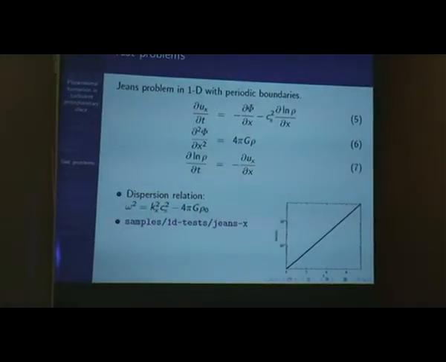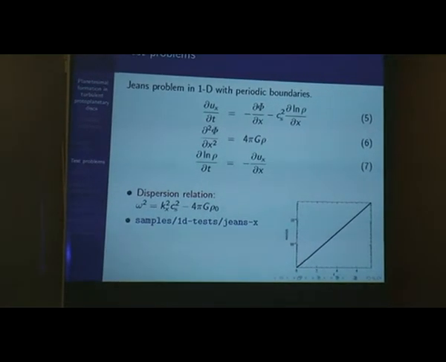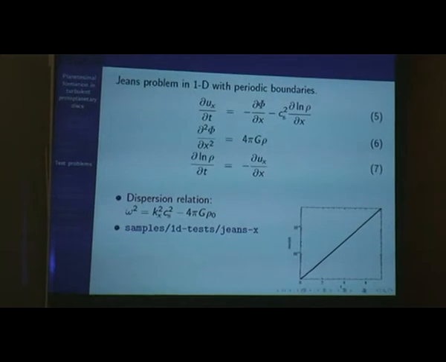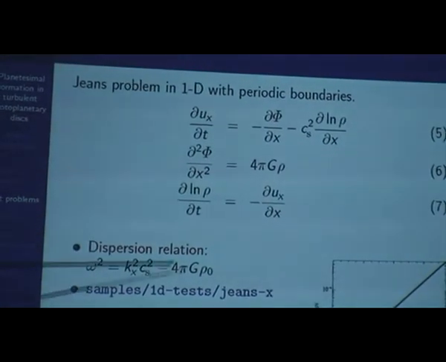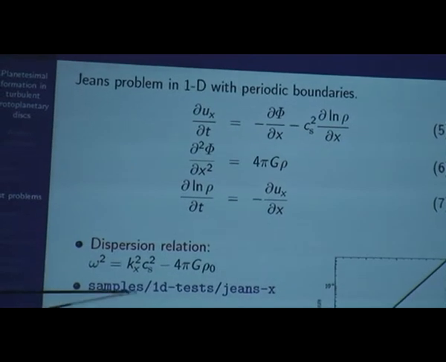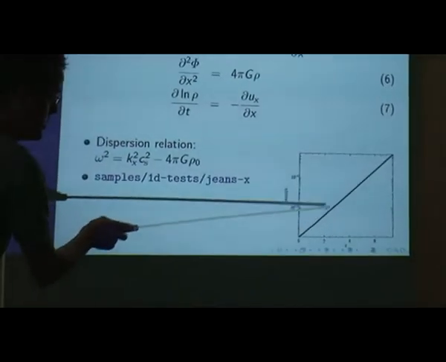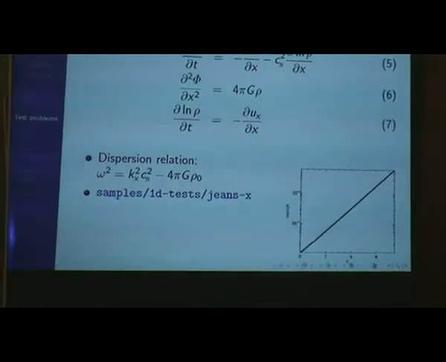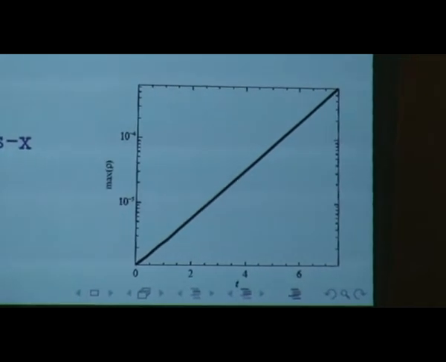So this is just an example. I'll just go through some test problems. There's a Jeans problem in 1D with periodic boundaries. So this is very, very straightforward, no shearing boundaries or anything. This is the linearized equation. You get this dispersion relation out. And in this sample, we compare, and I think there are actually two lines here that are lying directly on top of each other. This is the maximum density over time. So these are just some ways to test that the Poisson equation is solved for correctly.